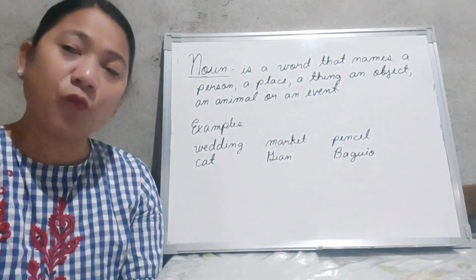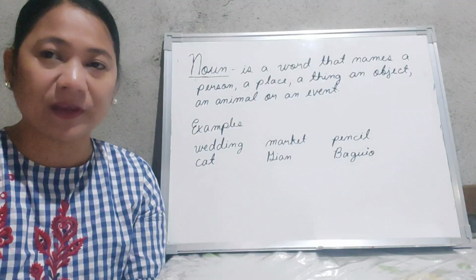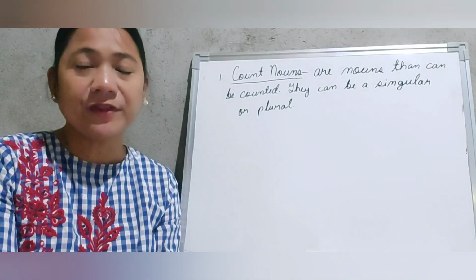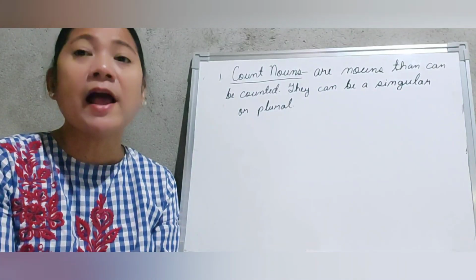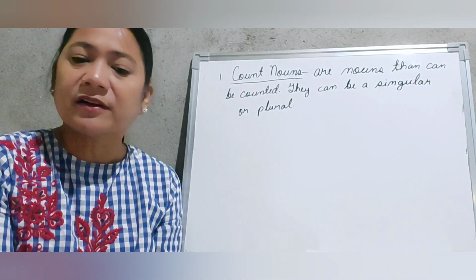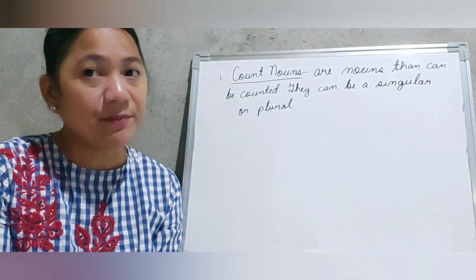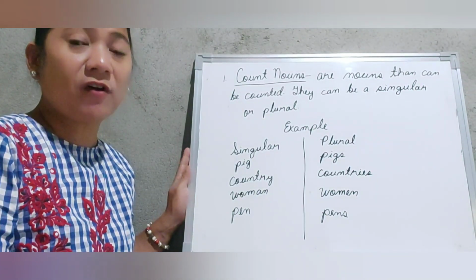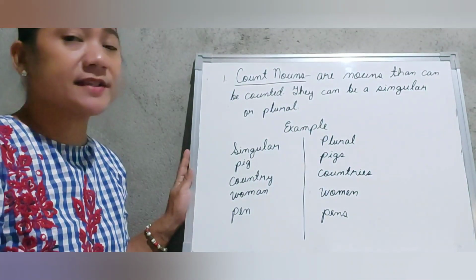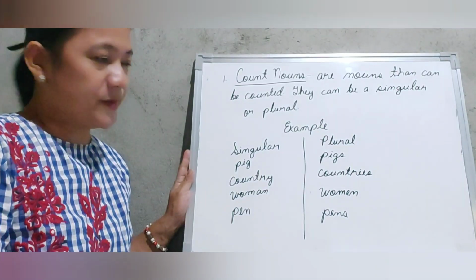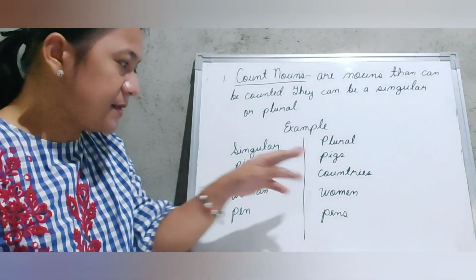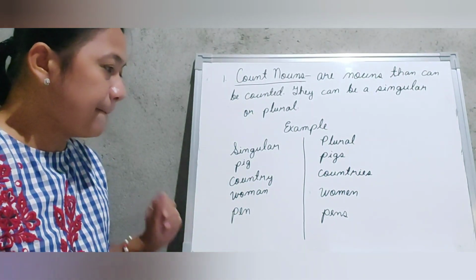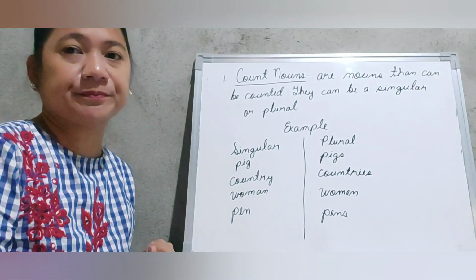Now that we know what a noun is and the examples of it, let us proceed to the four kinds of nouns. The first kind of noun that we have is what we call count nouns. These are nouns that can be counted. It can be singular or plural. These are examples of count nouns that can be written in a singular or in a plural form. So we have pig, pigs, country, countries, woman, women, pen, and pens.